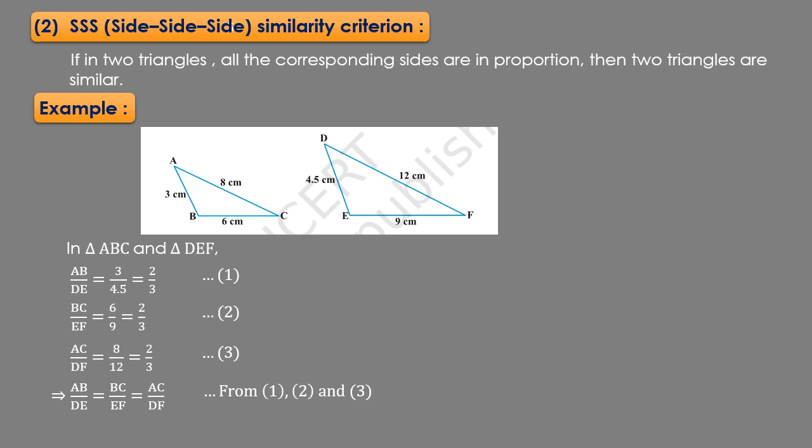So to show that, what we have done, we have taken the ratios of the corresponding sides and we have shown that all the ratios of the corresponding sides are equal. It means that corresponding sides are in proportion, and if this holds true, we can say that the given two triangles, that is triangle ABC and triangle DEF, are similar by side similarity criteria.